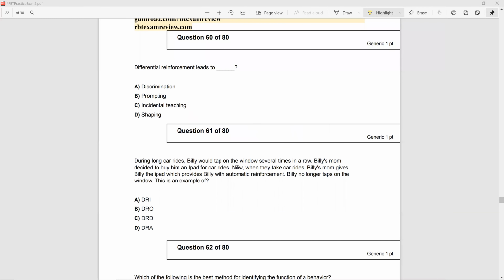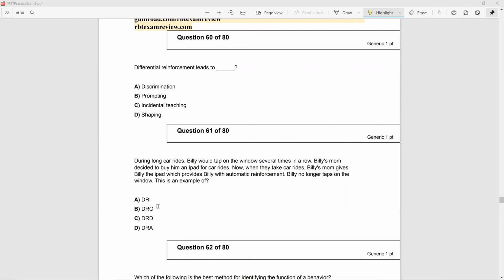All right, so we are starting with question 61 today. During long car rides, Billy would tap on the window several times in a row. Billy's mom decided to buy him an iPad for car rides. Now, when they take car rides, Billy's mom gives Billy the iPad, which provides Billy with automatic reinforcement. Billy no longer taps on the window. This is an example of what?